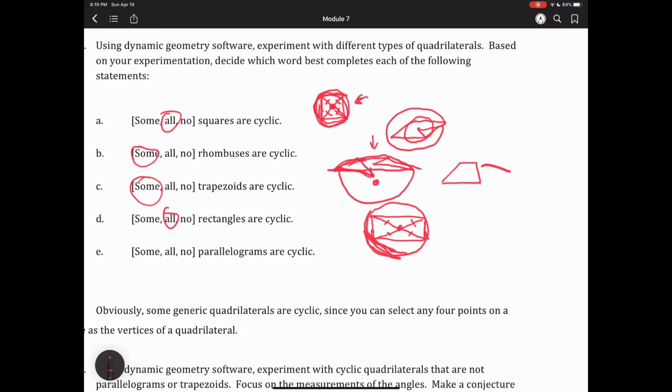How about parallelograms? Well, we know that a rectangle and a square are parallelograms, right? So those ones can be cyclic, but how about something that's not a square or a rectangle? What if we have something kind of like our rhombus case, like that? Well, if we're looking at our center, that is not going to be equal to this distance here. So actually, some parallelograms are cyclic, okay?